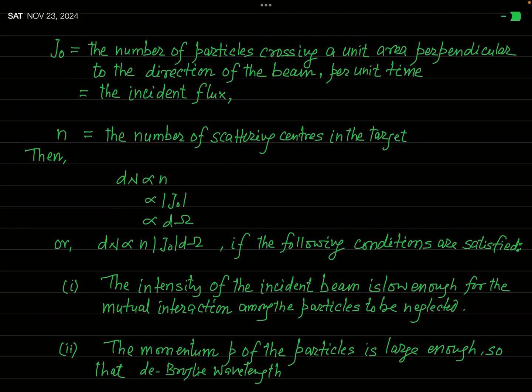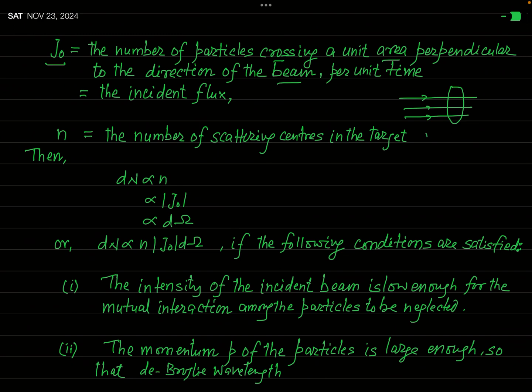And we also consider that this J naught is the number of particles crossing unit area perpendicular to the direction of the beam per unit time. This is actually called the incident flux. Let us say this is an area on which the incident particles strike normally. Then through unit area of this surface, how many particles pass in unit time?